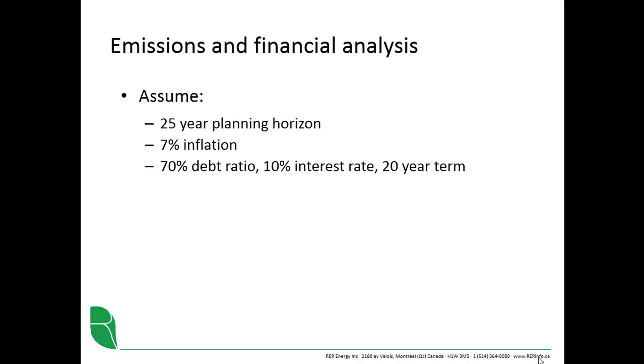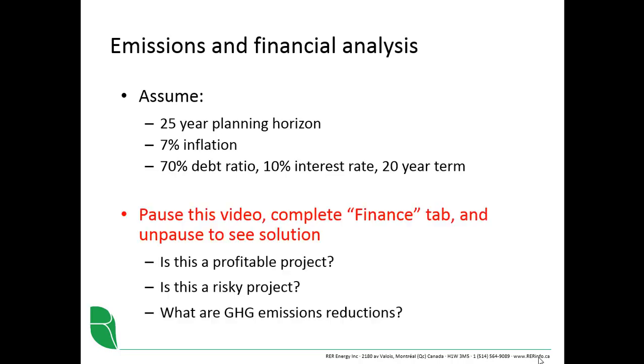The debt ratio is assumed to be 70% debt. The interest rate is 10%, and the debt will be out for 20 years. That's the term. So pause the video, complete the finance page, take a look at the emissions page, and then determine if this is a profitable project, if this is a risky project, and what are the GHG emissions reductions associated with this project.